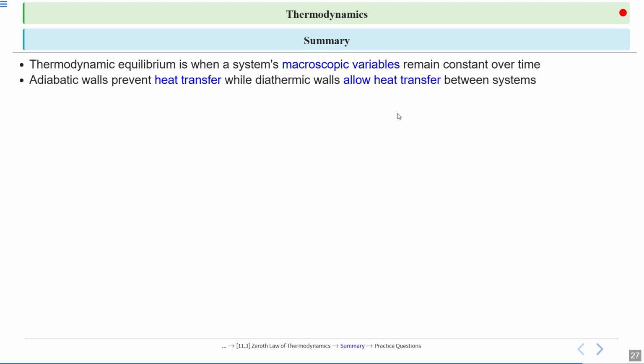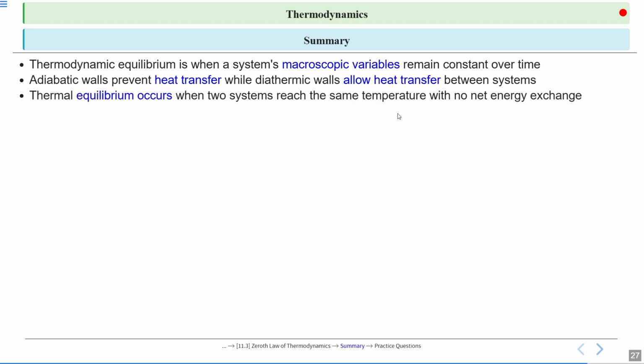Adiabatic walls prevent heat transfer, while diathermic walls allow heat transfer between systems. All right. An adiabatic wall is an insulated wall, whereas a diathermic wall is not insulated. They allow heat transfer between systems, but not matter. Thermal equilibrium occurs when two systems reach the same temperature, with no net energy exchange. Temperature should be the same in case of thermal equilibrium. All right.